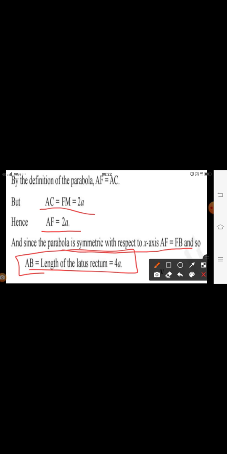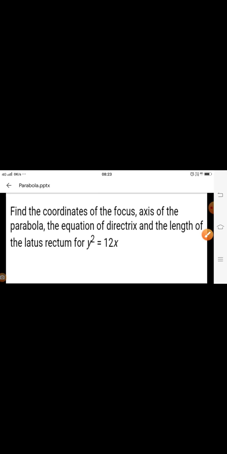If an equation is given, then we are able to tell the focus, along which axis the parabola is symmetric, the vertex on which it touches the axis, and the length of the latus rectum. These four things we have to find in the question. Then let us solve some questions.